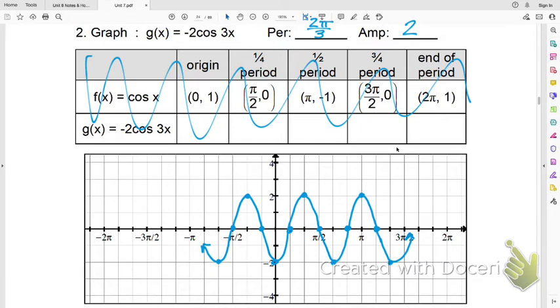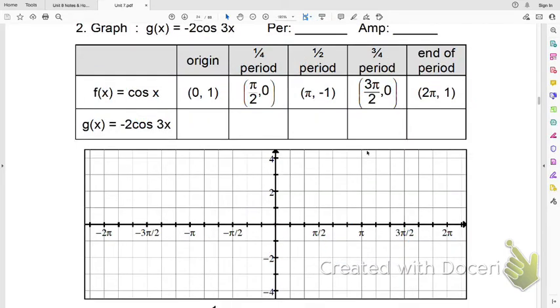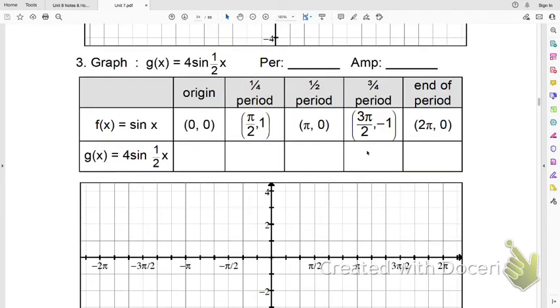Are we all okay with that one? Yes, no, maybe? Okay. I'm going to move to 3. Huh? And I'm going to move down. Why did we start at negative 2 instead of positive 2?